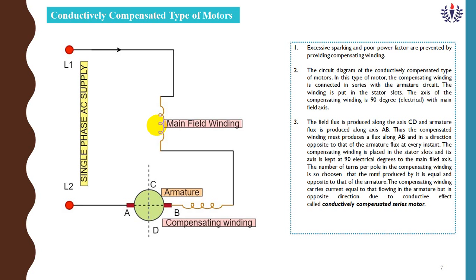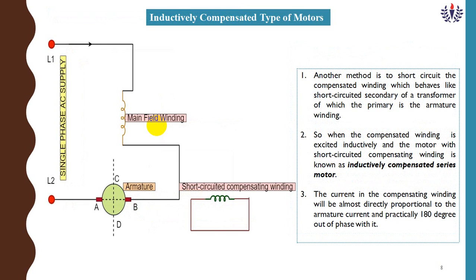The second one is the inductively compensated series motor. Inductively compensated means to prevent the motor from short circuit or high current. Here I am giving the same single phase AC supply, with the same DC series motor field winding and armature. It has four terminals A, B, C, D.